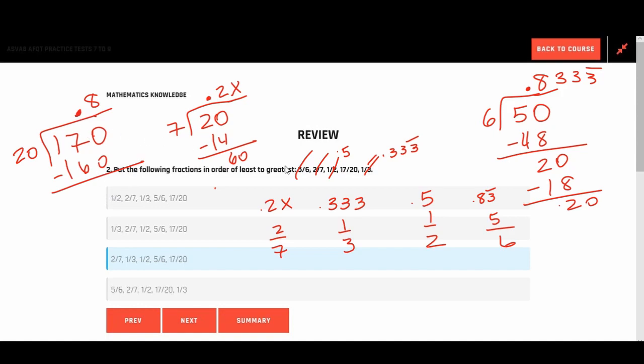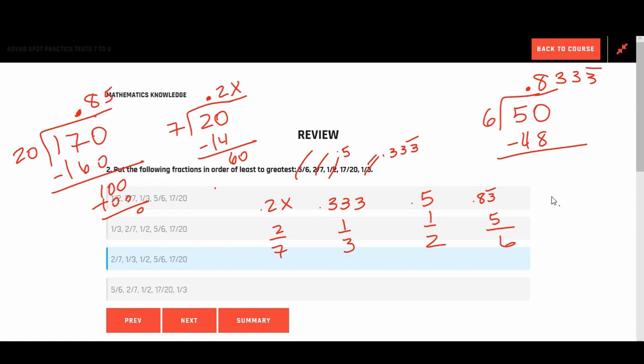Okay, so now we need to determine if this is going to be bigger than 0.83. 170 minus 160 is 10. 20 doesn't go into 10, so I have to add a 0. 20 goes into 100 5 times with no remainder. So I know this is going to be, let me get rid of this so we can work this out.